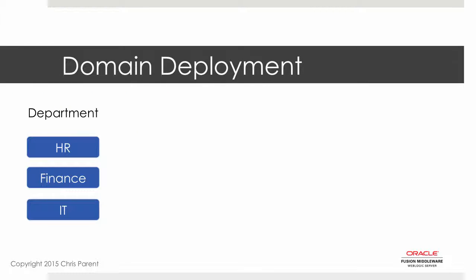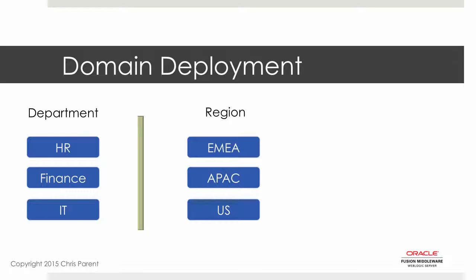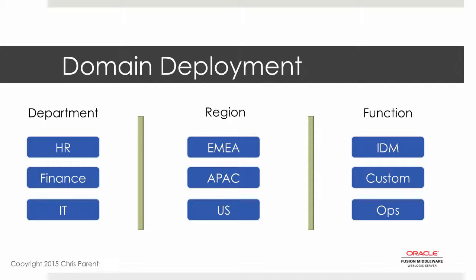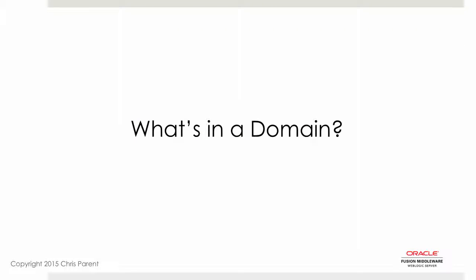So domains can be defined based on a variety of factors, such as by department. One could create a domain for HR, another for finance, and one for IT to house their respective applications and functions. You may also define domains based on geographic region. And you can certainly define domains based off of function. So in some environments, you may have requirements to separate your security and identity management functions from the rest of your client's application, and operations may have their own domain for monitoring and administering the rest of the enterprise.